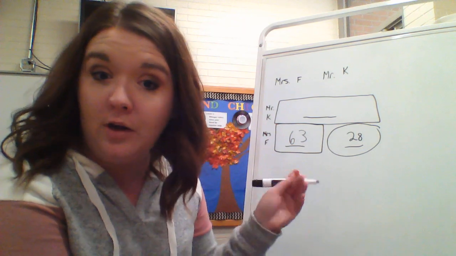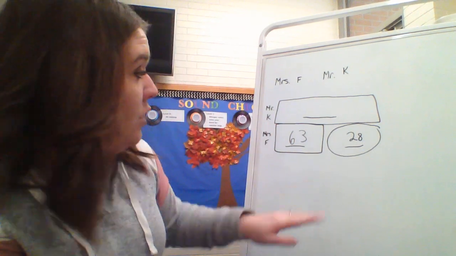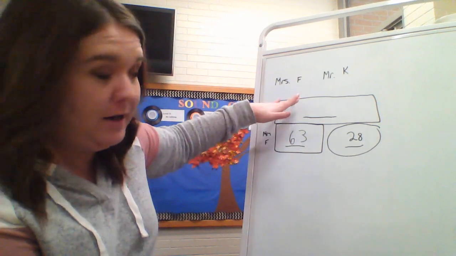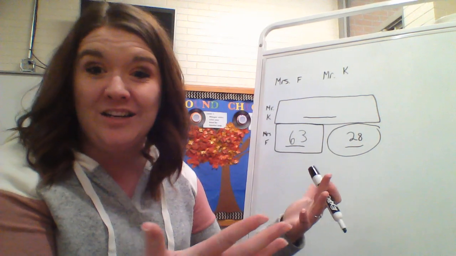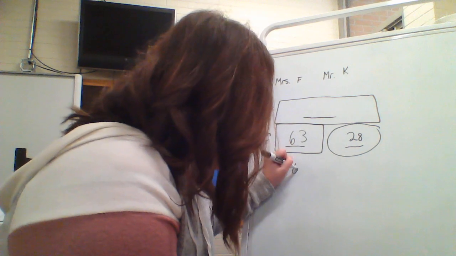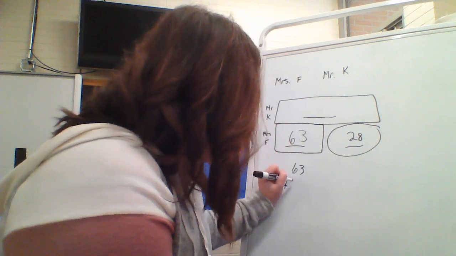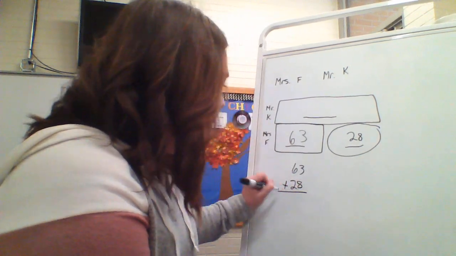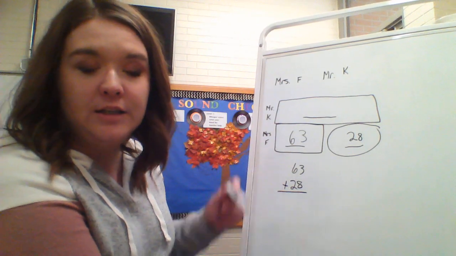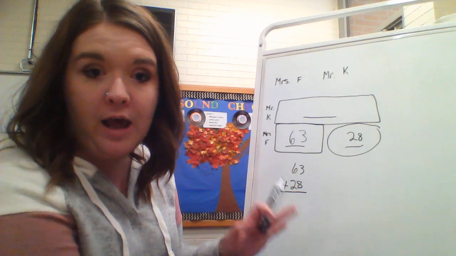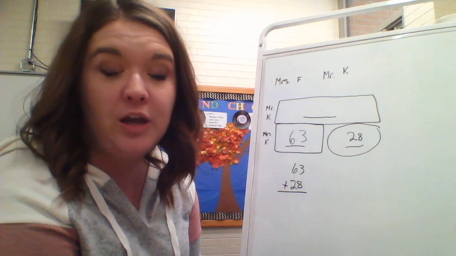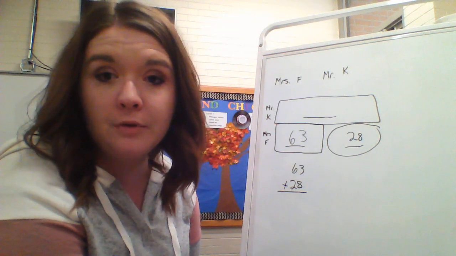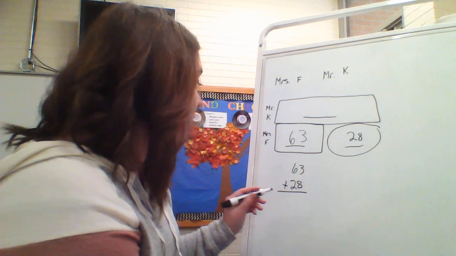Now remember, when I look at this, it's like looking at a math mountain. So my two addends go on the bottom and my total goes on the top. So when I have two addends, then it's an addition problem. If I know both my addends, I can add them together and I can get my total. So if I solve 63 plus 28, I want you to go ahead and solve that and see if you can figure out how many sandwiches Mr. K makes.